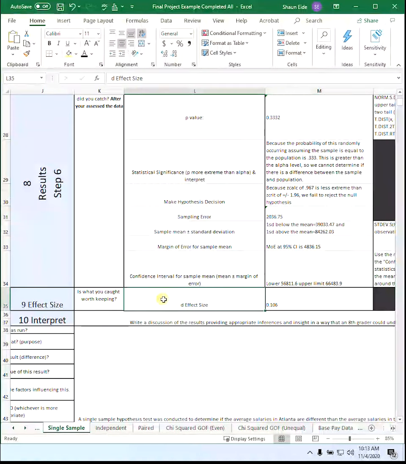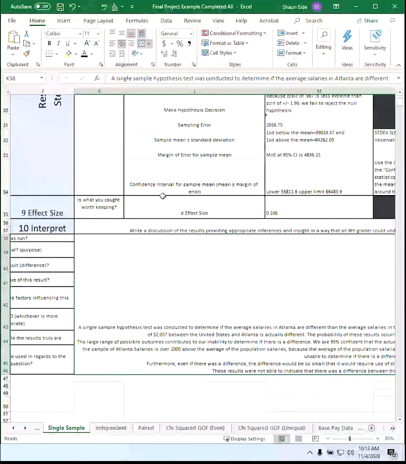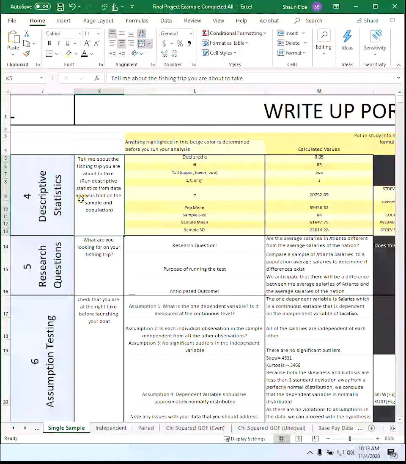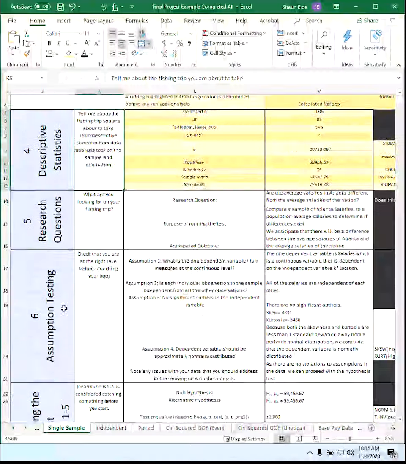Let's see here. Effect size. No, effect size is really important, and I should have been going through this with you guys. On the left-hand side, like I said, it lists all these different steps.